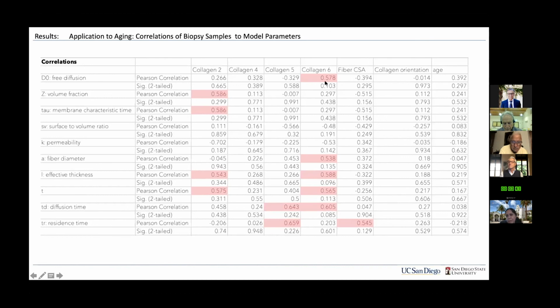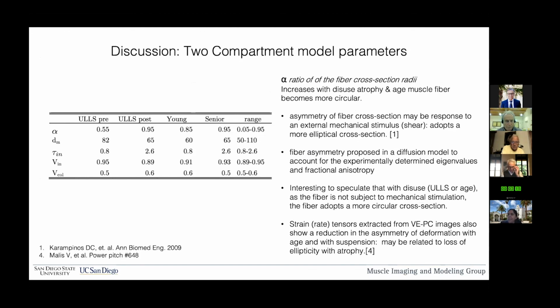And there we found that collagen 6 had the maximum number of correlations. It's too premature to conclude anything, but collagen 6 is the one collagen that was densest around the individual muscle fibers. So it's possible that it is actually modulating the diffusion, meaning the mobility of the water protons. So we think there is a chance that this could lead to some microstructural parameters that we can derive from the diffusion that may reflect what the biopsy is measuring. So that's our ultimate goal.